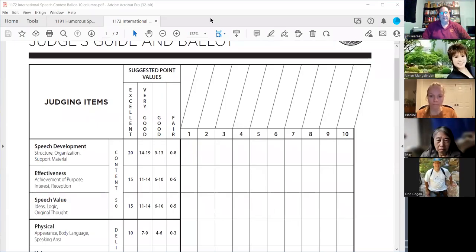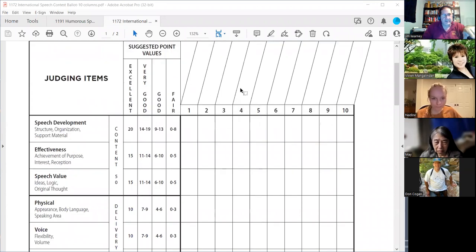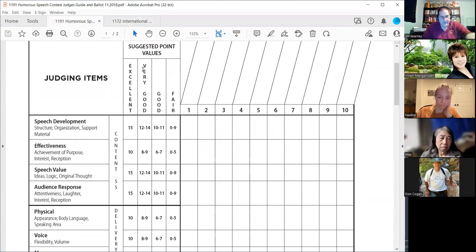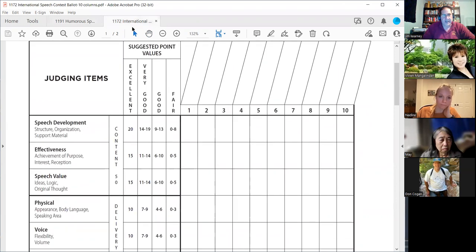All right, Evan. So as promised, this is the international speech contest sheet that the judges use. And you'll see that, let's go to the humorous one first. Right? So here's the humorous one. And you can see at the bottom of the first section, there's a thing called audience response. Whereas on the international one, that one is not there.